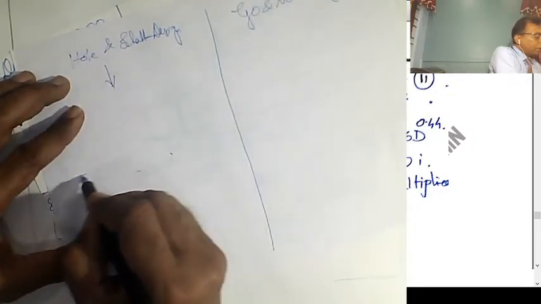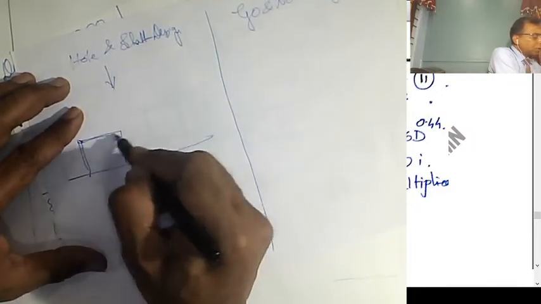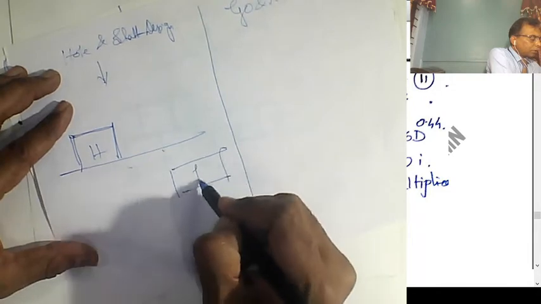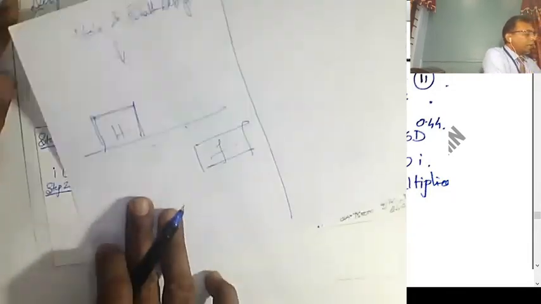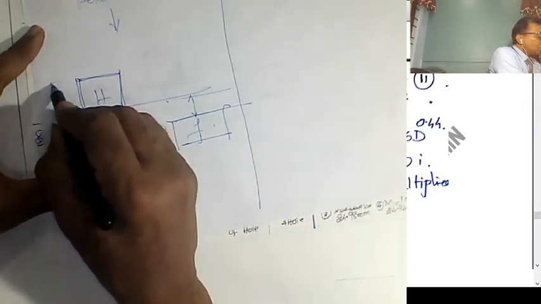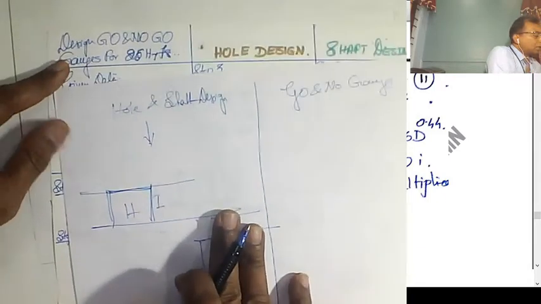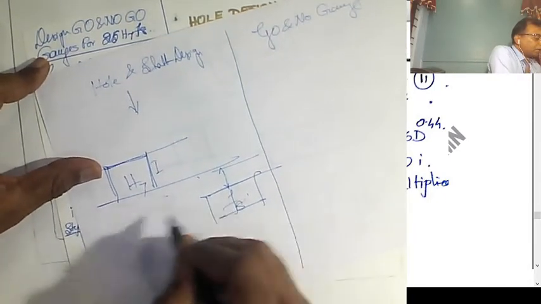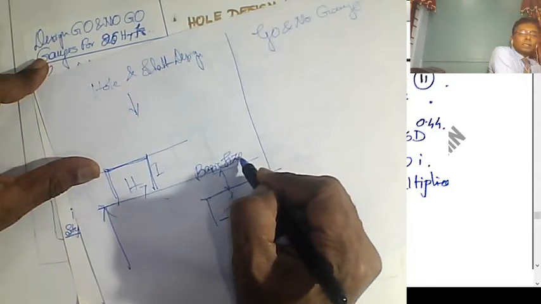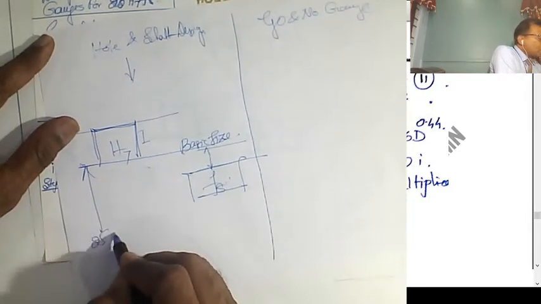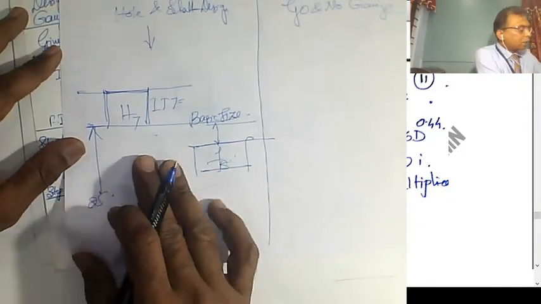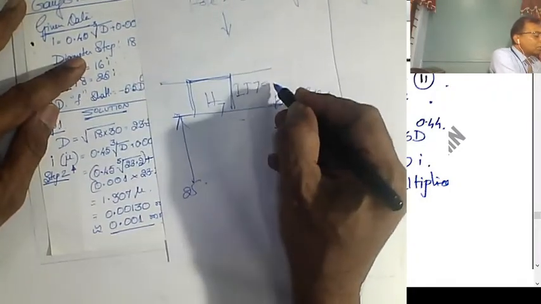Here you will be identifying the given hole: this is an H hole, and this is an F shaft, so H7 hole and F8 shaft. That means this is the fundamental deviation you have to find out. Then this is the IT. This is H7, F8. The nominal or basic size is already given as 25 mm. Then IT7 is already given numerically. Can you see here? IT7 is equal to 16i.